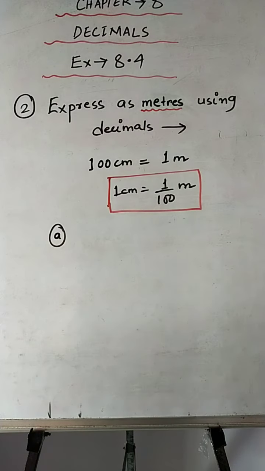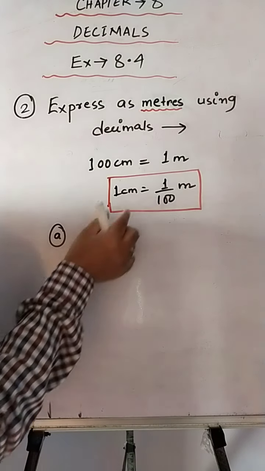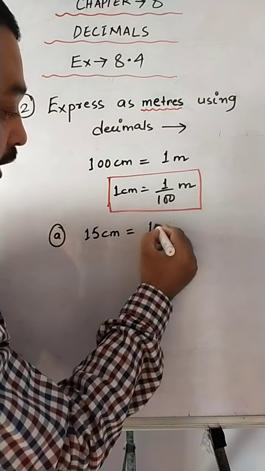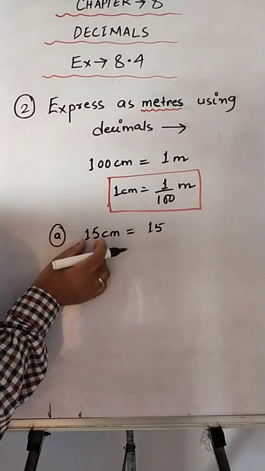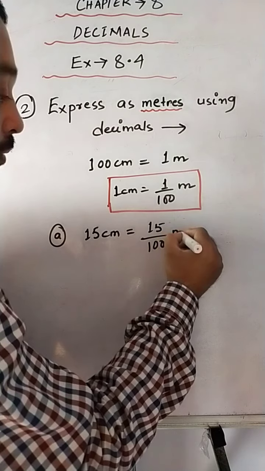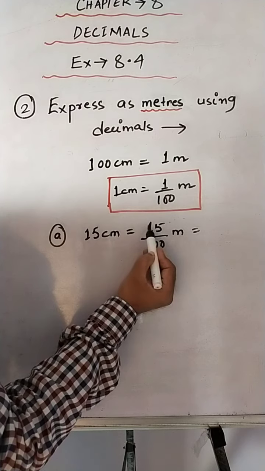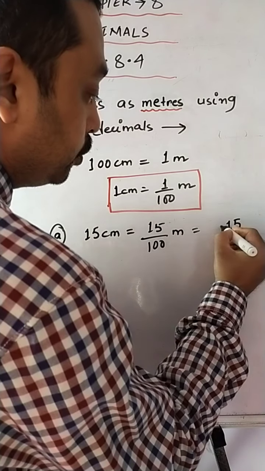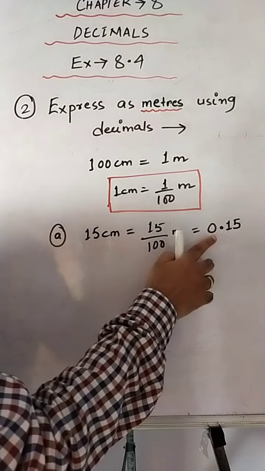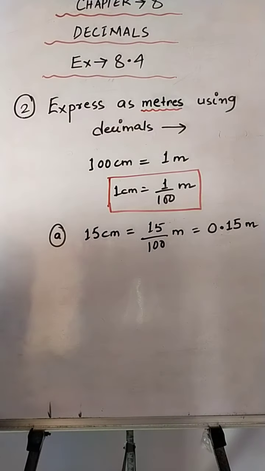Now what is the first question? The first question is 15 centimeter. Now you see, if 1 centimeter equals 1 by 100 meter, then 15 centimeter would be what? Obviously, as I said, you have to divide this number by 100. Simple. Meter. So how to convert it into decimal form? There are 2 zeros, which means after 2 digits you have to put the decimal. Since there is nothing in the whole number form, we have to put 0. We will never leave the whole number form empty. So 0.15 meter is the answer.